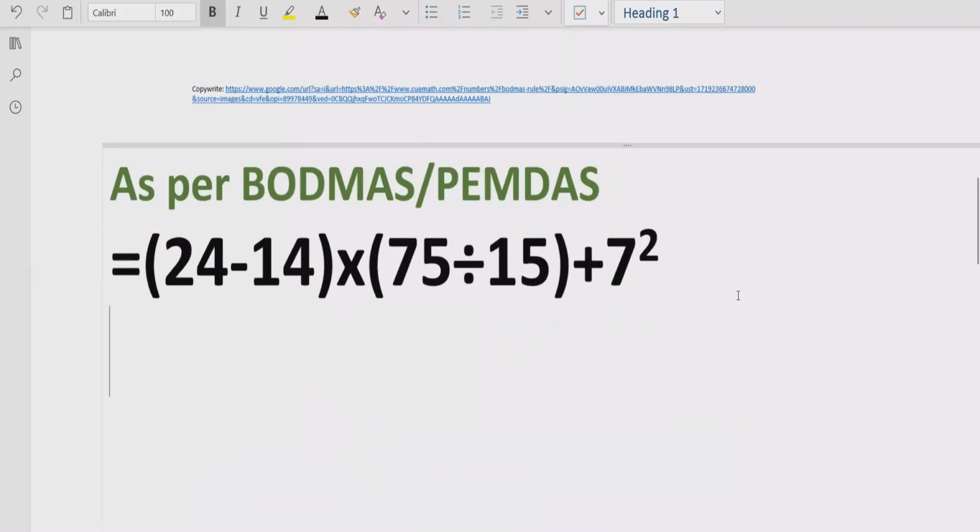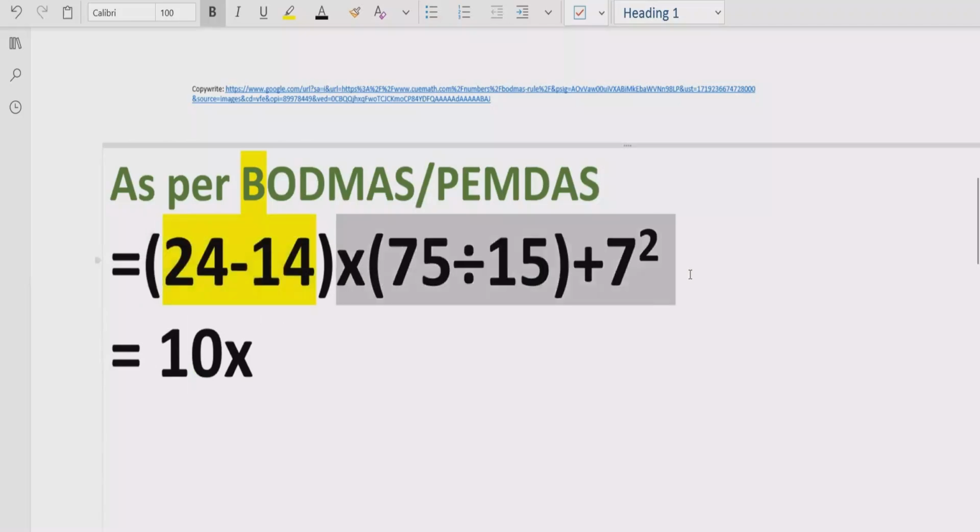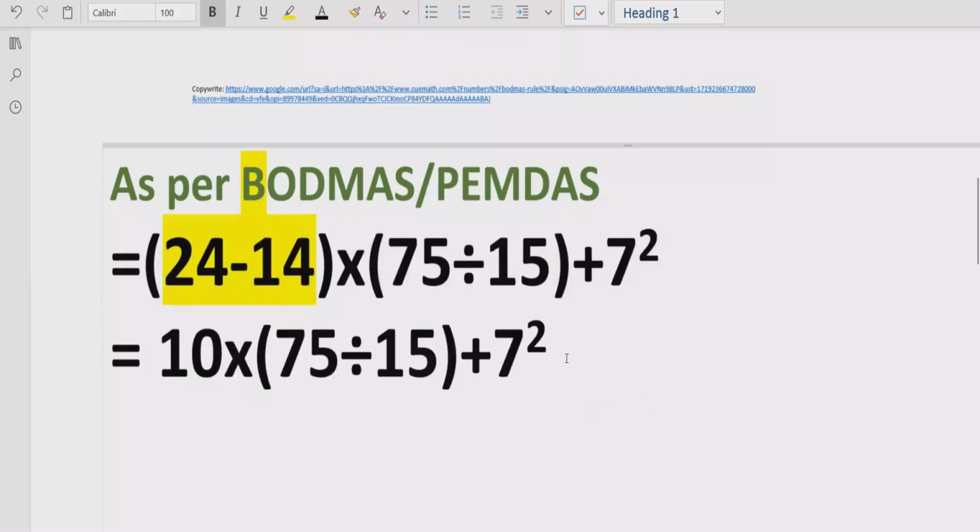As we have here two brackets, according to the BODMAS and PEMDAS rule, first of all we have to solve the bracket. So first we have 24 minus 14, which is equal to 10, multiplied by this part, which we will write as it is. And here we will give the reference: 24 minus 14 equals 10.